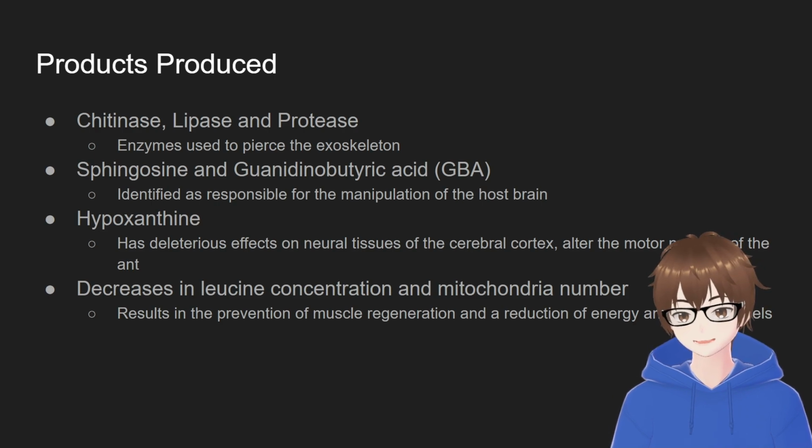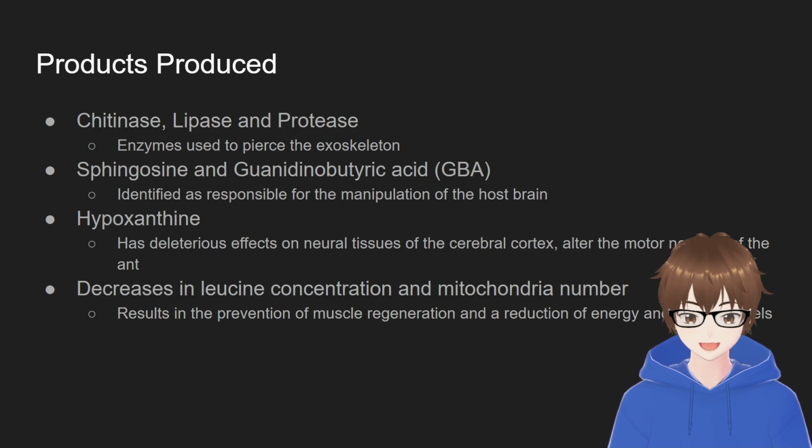Then we have hypoxanthine here that has deleterious effects on the neural tissues of the cerebral cortex, and then also alters the motor neurons of the ant. So, our GBA and sphingosine there, it manipulates the brain, okay? The hypoxanthine here does the motor moving stuff. Then there's also a decrease in leucine concentrations and mitochondrial number, which results in a prevention of muscle regeneration and then also a reduction in energy and calcium levels because the mitochondria is the powerhouse of the cell. Less energy, well, less mitochondria, less energy.